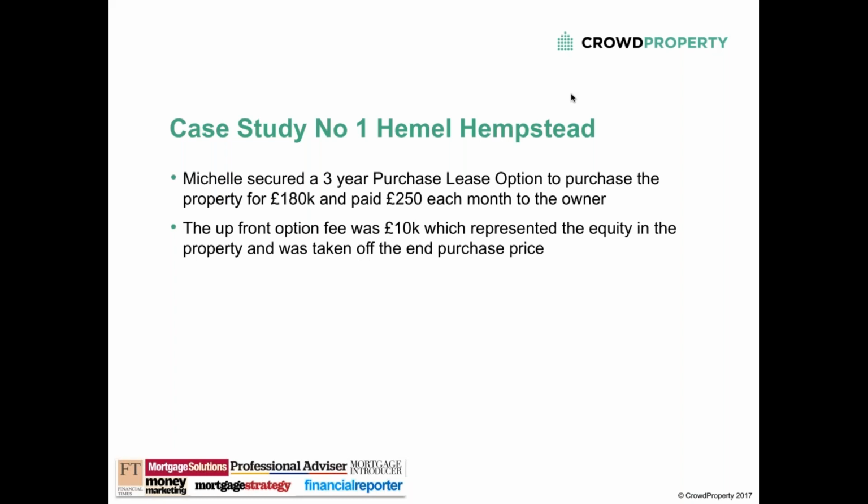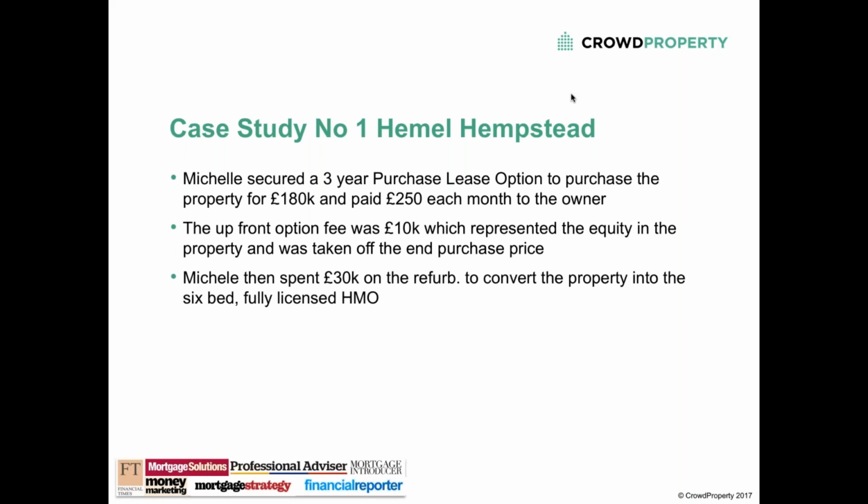Now that £250 a month was a lot less than Michelle would be paying if she'd actually got a mortgage, and she didn't have to put the huge $45,000 deposit in. Only $10,000 made a much better deal. Now, she had an undertaking, so she was able to get into the property and complete the refurb work, and she spent £30,000 on the refurb, okay, turning it into this 6-bedroom, fully licensed HMO.